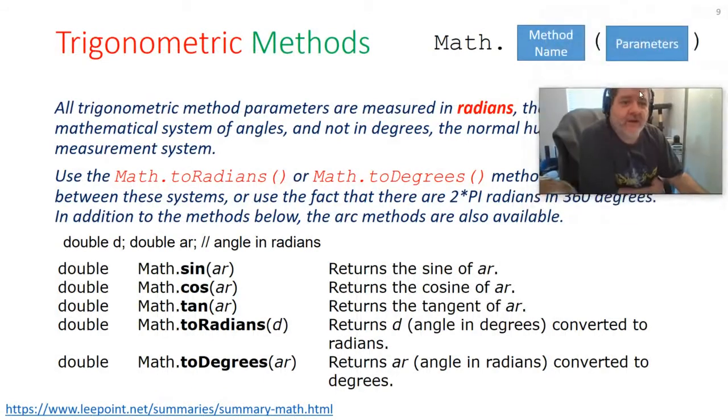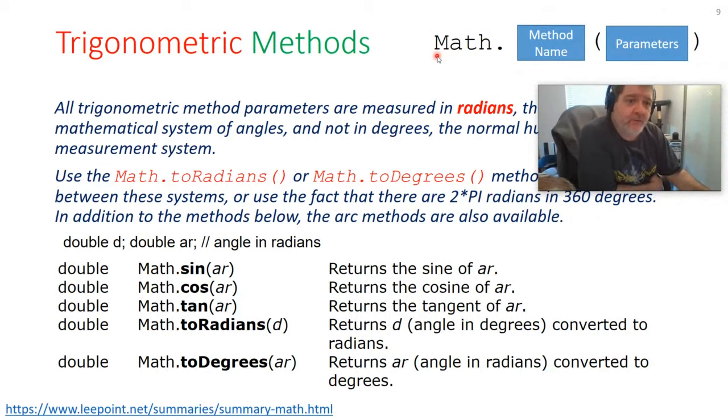Trigonometric methods: who doesn't like a little bit of trigonometry once in a while, right? They're going to work just like power and square root. You type Math dot, then the name of the method, parentheses, and the parameters. So let's take a look at what we have. We have all the usual suspects, sine, cosine.